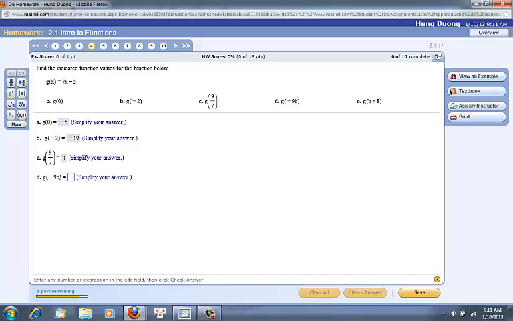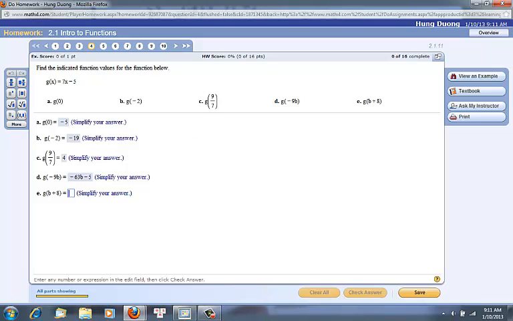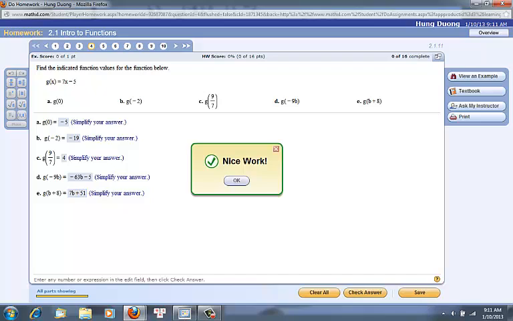Okay, and part D, the answer is -63b - 5. Yes, Course Compass does like that. And then lastly, the very last one, the answer according to what we had is finally 7b plus 51. And that is how Course Compass likes it. And that's how we complete problem number 4 in section 2.1.